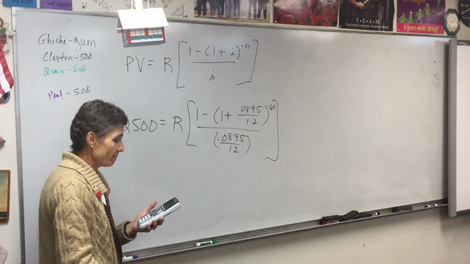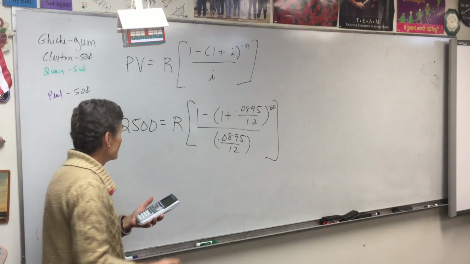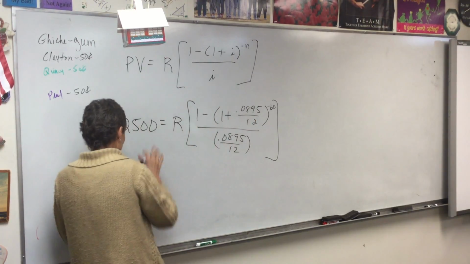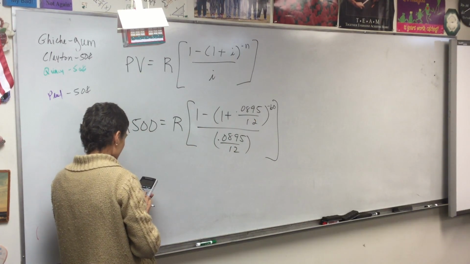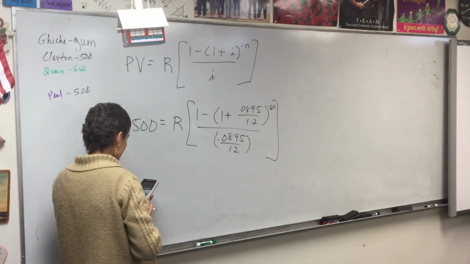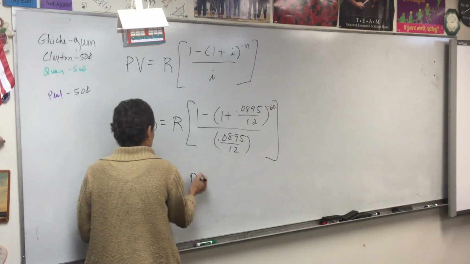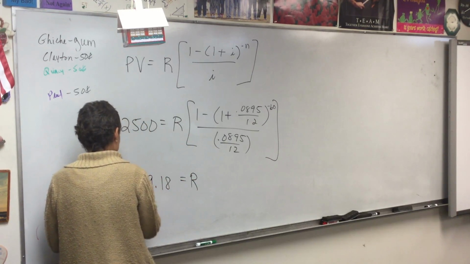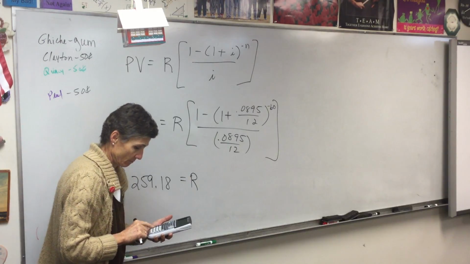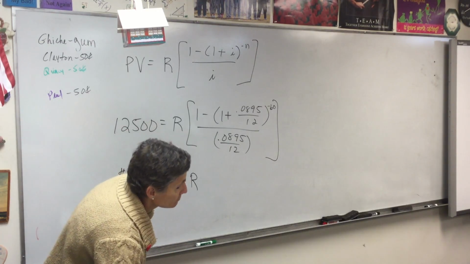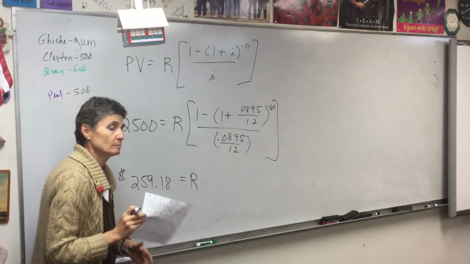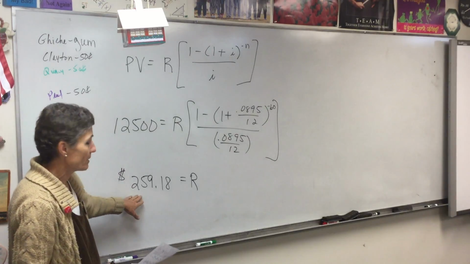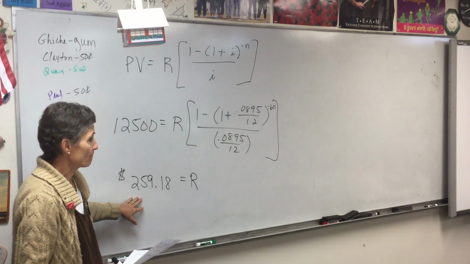Now what do you have? 48. So this equals 48. So we're gonna take 12,500 and divide by that second answer. And how much are those payments? $259.18. Okay? So how much are the monthly payments to pay off this car loan in 5 years? You're gonna pay this much every month.